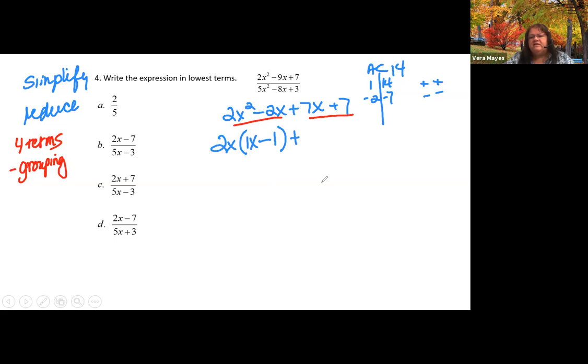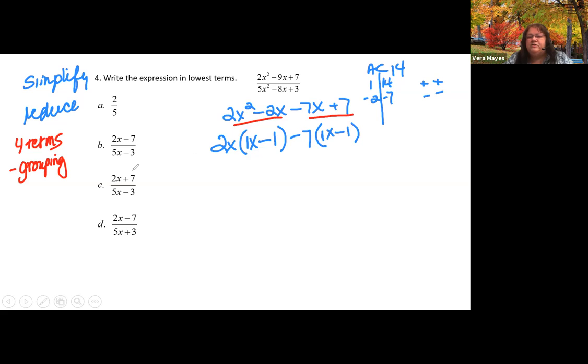I bring the next sign straight down, and then I say, well, what do you guys have in common? And it looks like they both have a 7. Oh, I missed one sign, I'm sorry. This was a minus. Negative 2x, negative 7x gives me the negative 9x. So really what I'm doing is dividing both of these by a negative 7. Negative 7 divided by negative 7 gives me a positive 1. The x stays behind. Positive 7 divided by negative 7 gives me a negative 1.